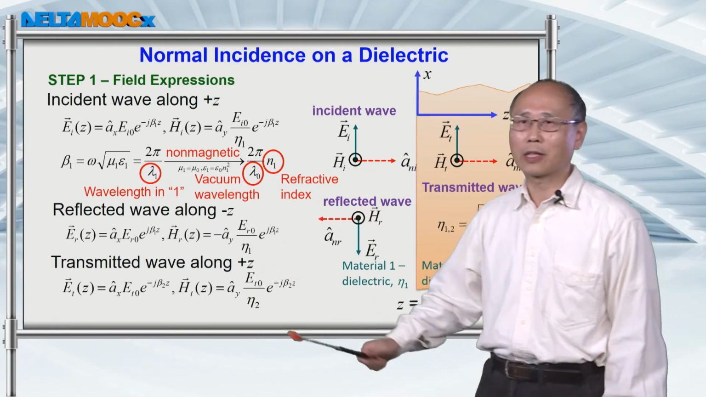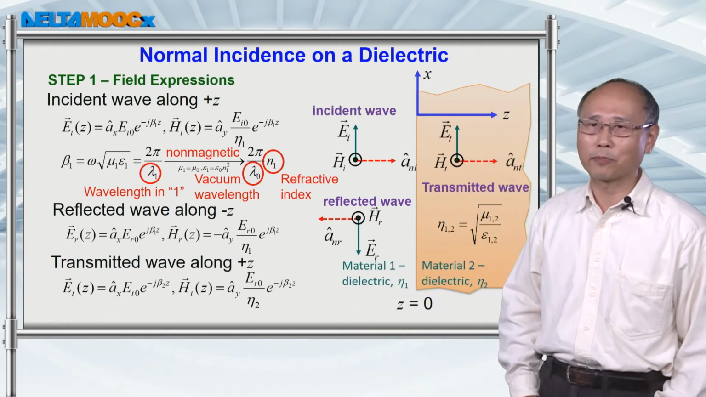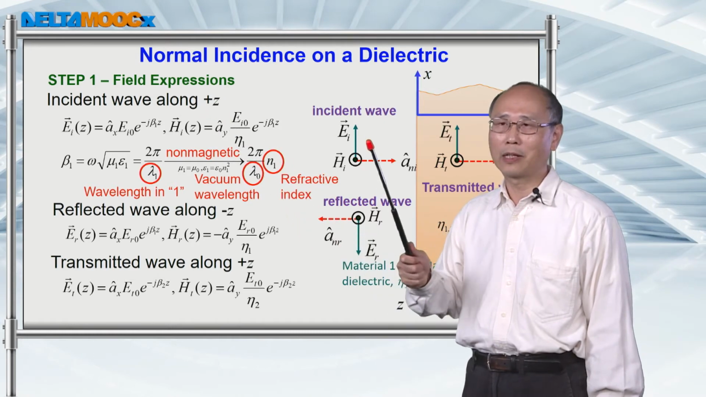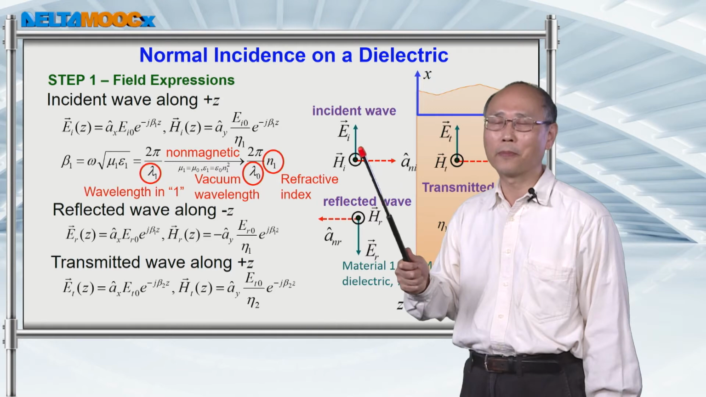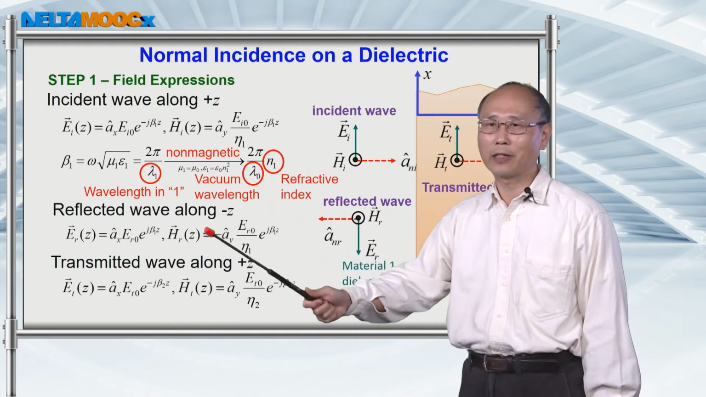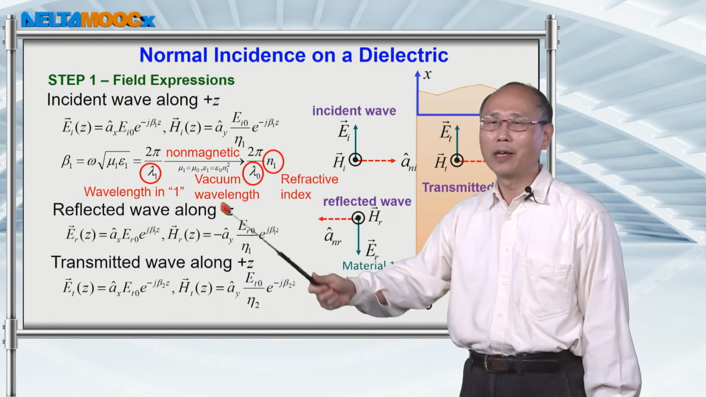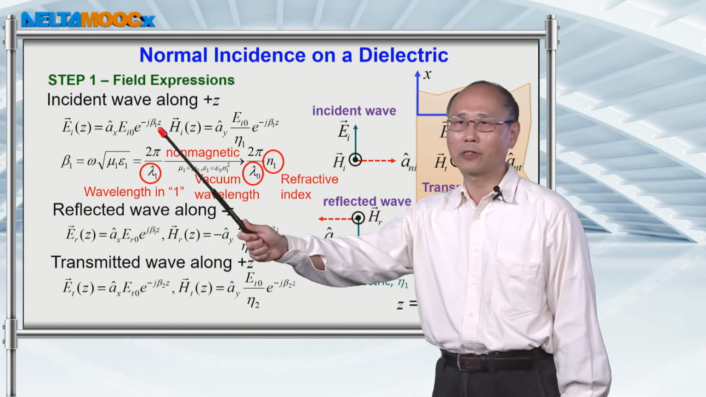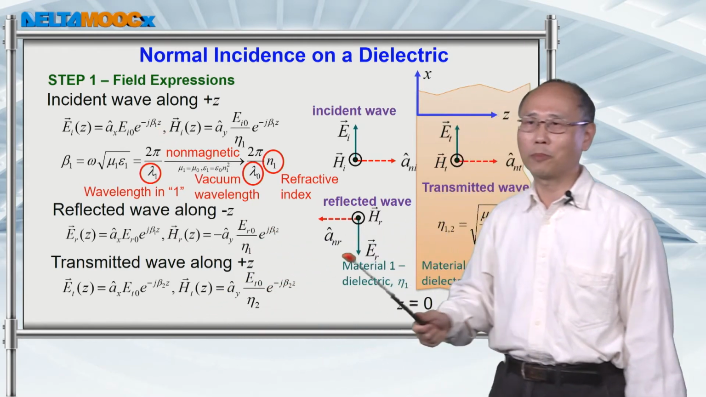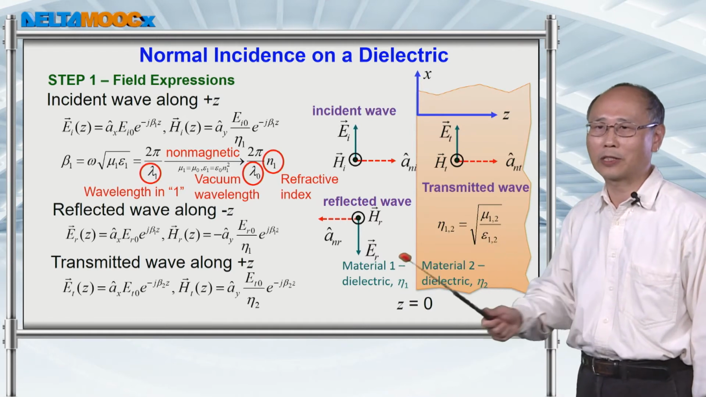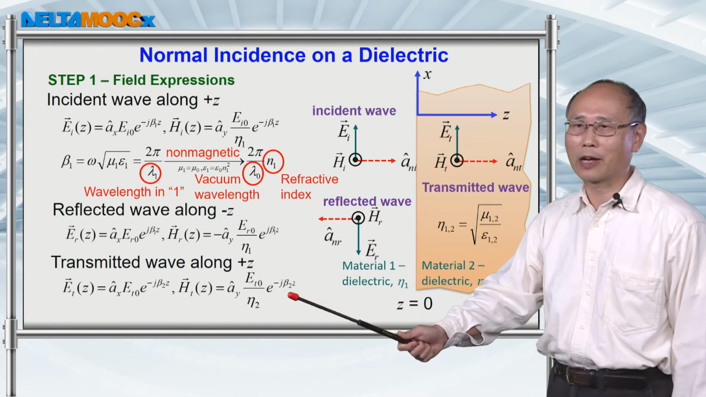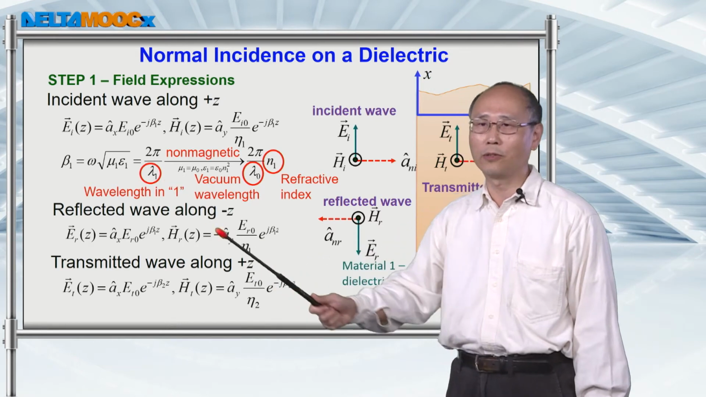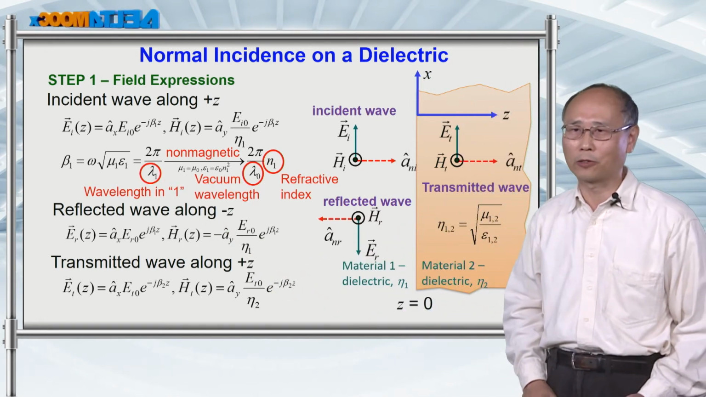So let me just quickly summarize what I have done on this page. Basically, we write down the field expressions for the wave propagating along the first material. And this is the incident wave, and this is the reflected wave, and this is the transmitted wave. And the incident wave and reflected wave are in the first material. So you can see that the propagation constant is beta 1. And for the transmitted wave, which propagates along plus z direction, you get beta 2 as the propagation constant. And this beta 2 is going to be equal to 2 pi over lambda 2, where lambda 2 is the wavelength in the second material.